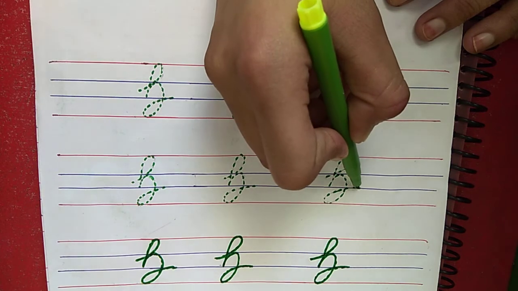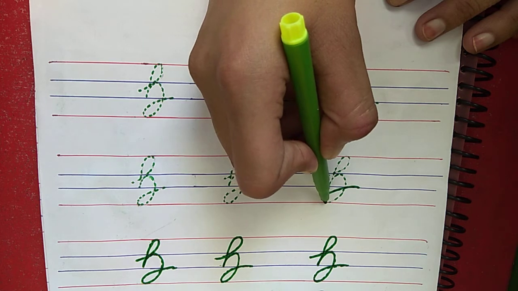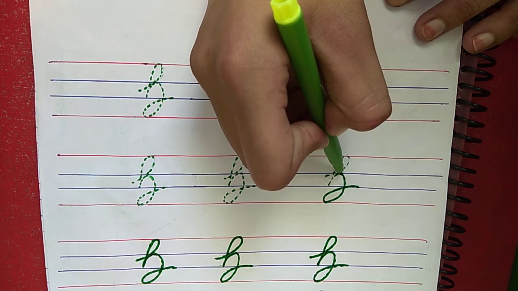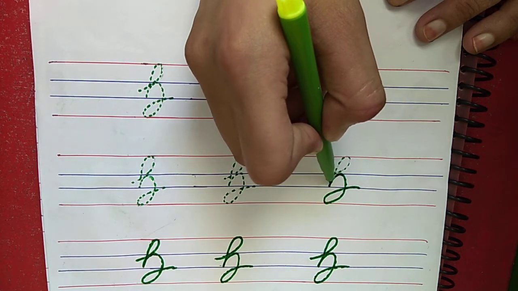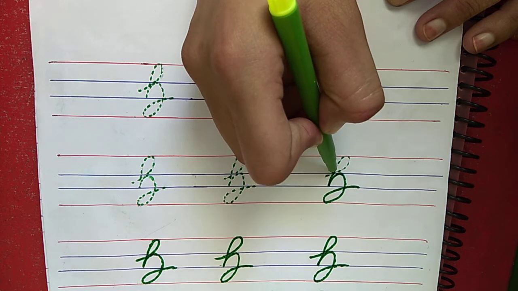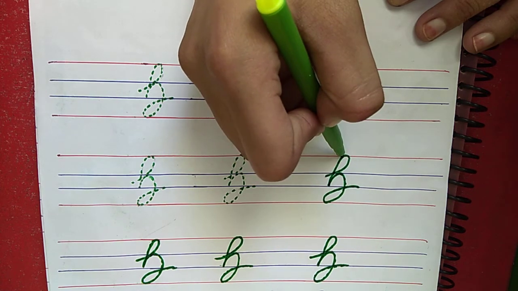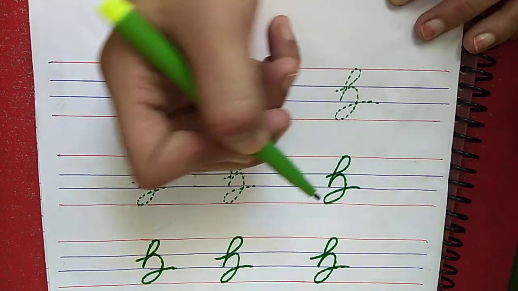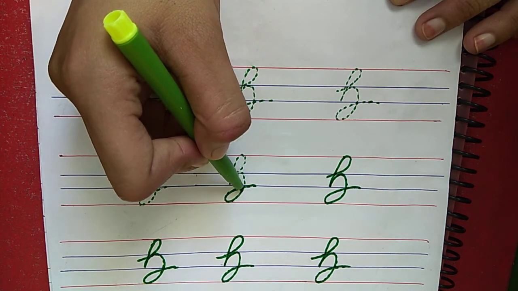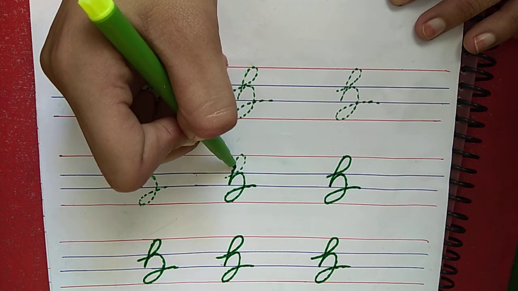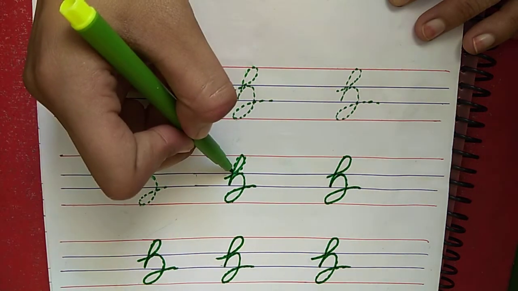Now again put your pencil on the blue line and draw a small curve and come downward to the second blue line and make a small curve to the first blue line. Again come down and a small curve to the red line and draw a line. What is this? G. G for grapes. Again speak with me. G for grapes.